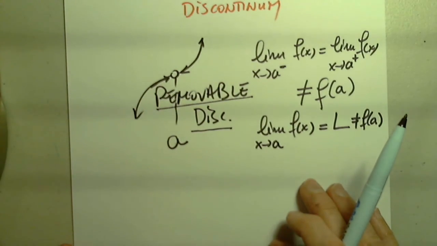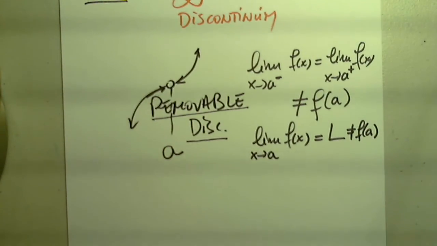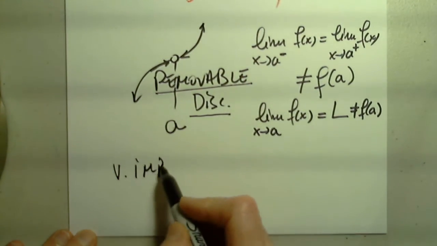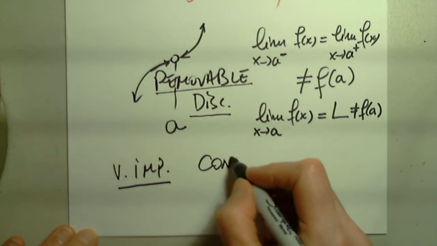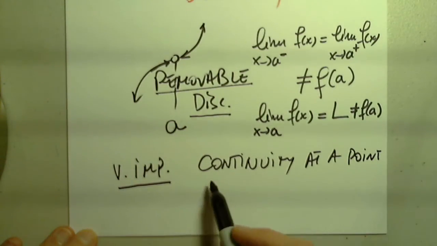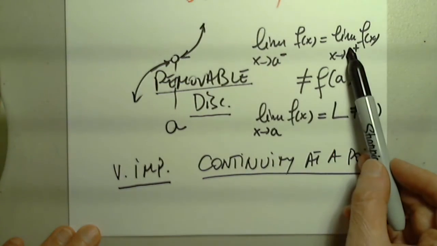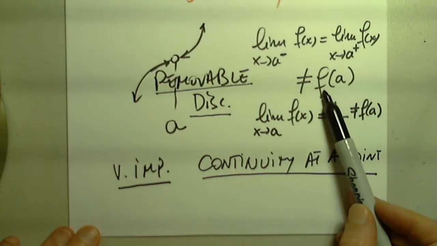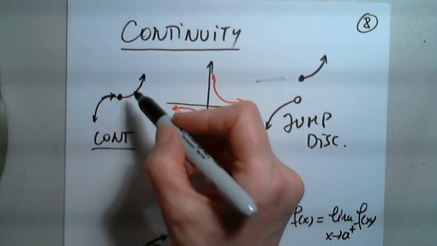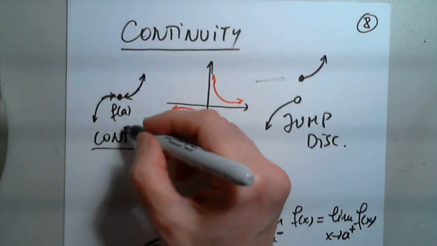Okay. Any questions on when the function is discontinuous? Now, one very, very, very important concept is continuity at a point. I just wrote it. The limit from the left has to equal the limit from the right and has to equal the function value at that point. So this function is continuous at this point because the limit from the left, the limit from the right, and the function value, they all three exist and are the same.